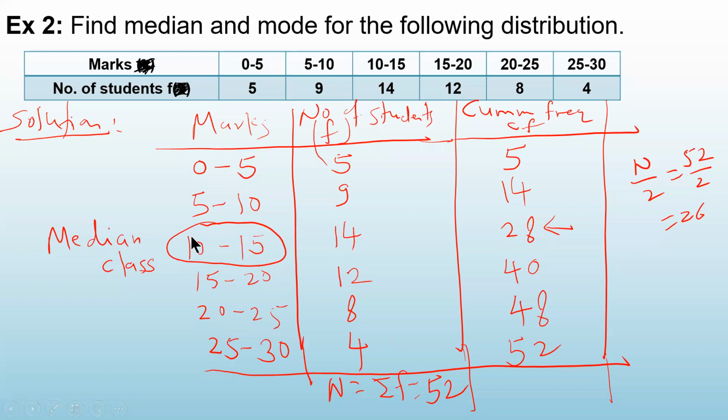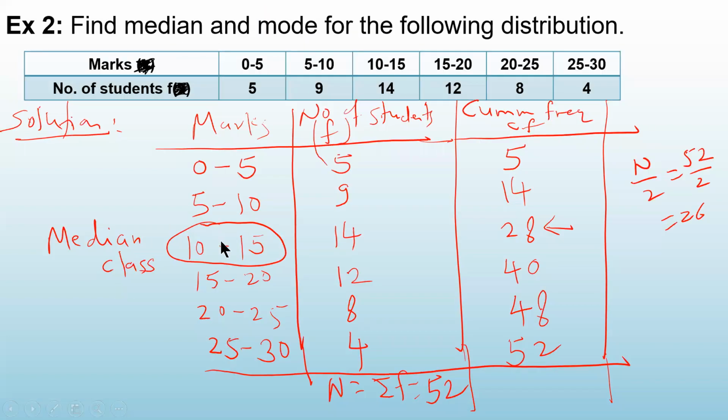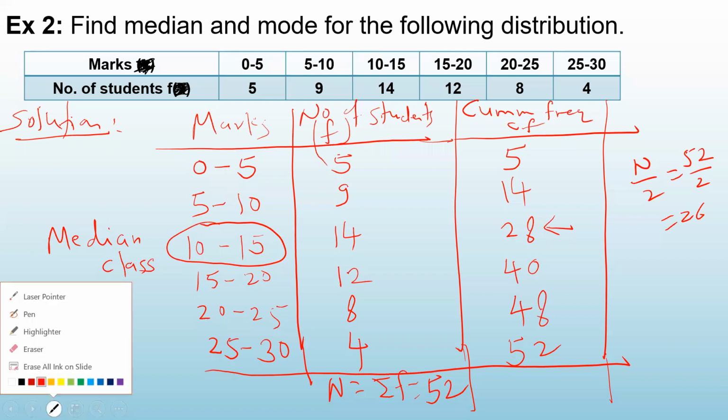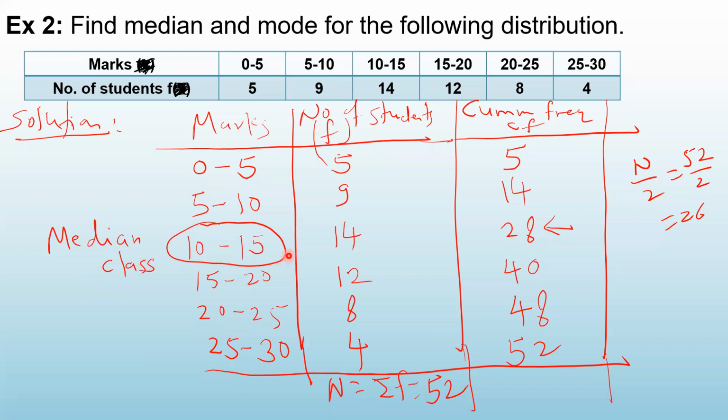See, in discrete case, here you will not get the class interval. You will get a number here, a value. So that will be your median. But in continuous type of distribution, you get a class interval. That is your median class. And then you have to apply the formula to find out the median. The value of median should come between 10 and 15, because the median class is 10 to 15.